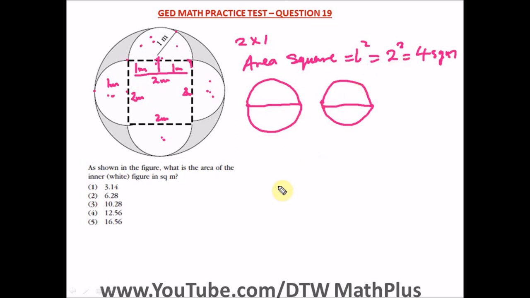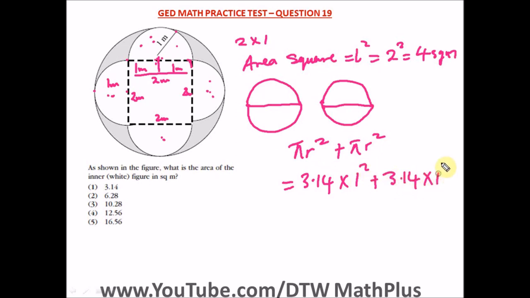So, and what's the area of a circle? The area of a circle is what? Pi r square. So if we have 2 circles, that is pi r square plus pi r square. Is that not it? All right, and what is our pi? Our pi is given to us as 3.14 times what is our r? Our r is 1 meter. So we have 3.14 times 1 square plus 3.14 times 1 square.